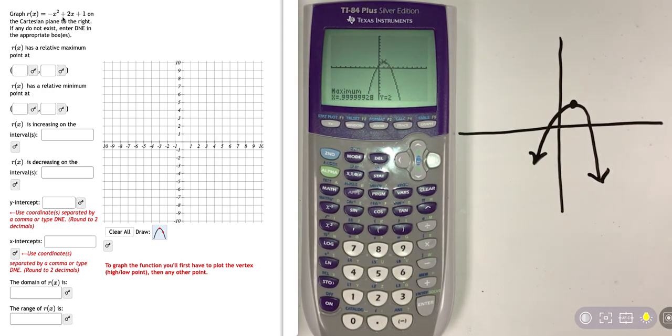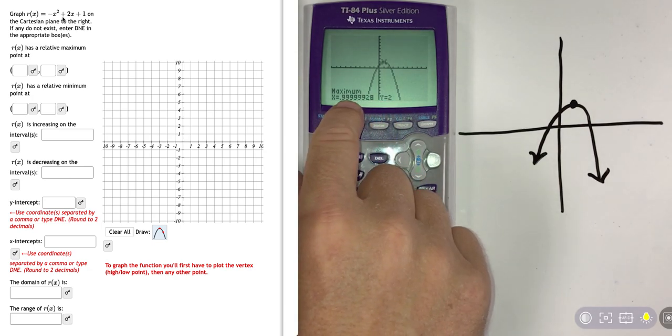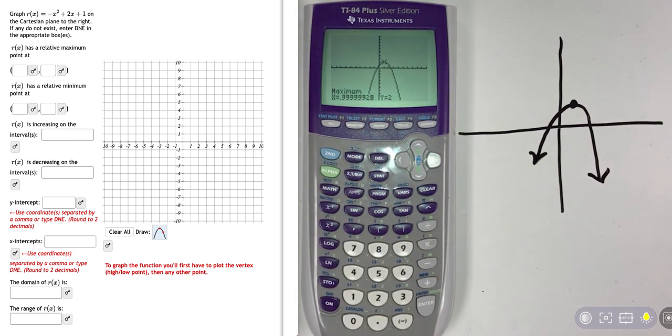Your calculator is going to do the best it can. That number is so close to 1, but it isn't 1, but you're going to say it's 1, 2. Pretty easy to see right there. So you're going to make that your first point. So go to 1, 2, 1 over 2 up. Then I need to figure out one more point that's on the graph.